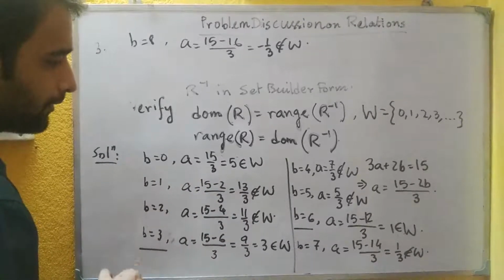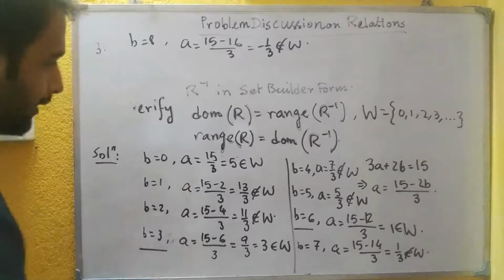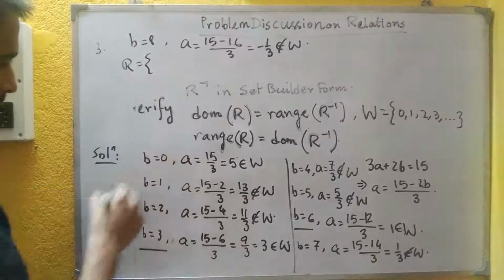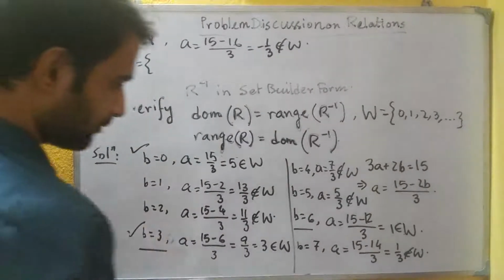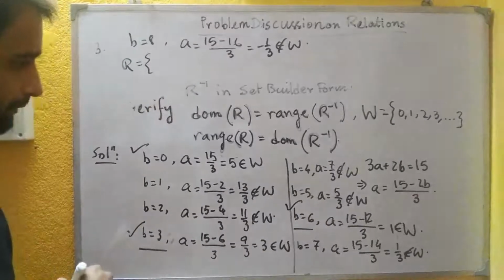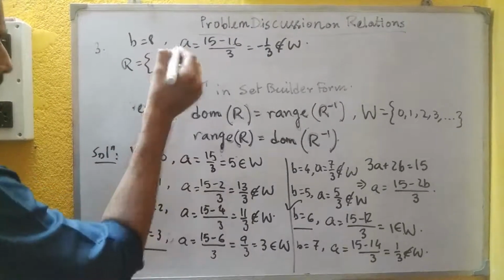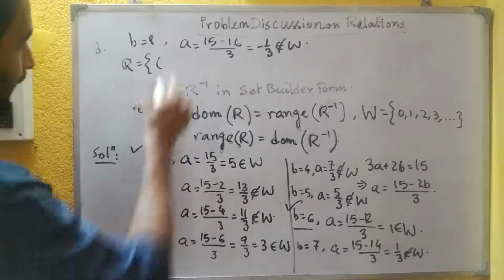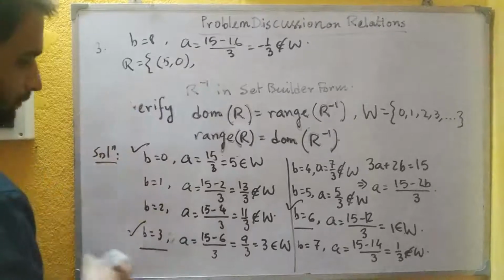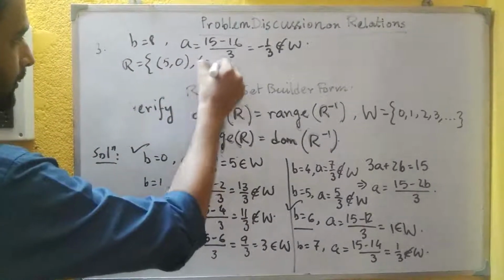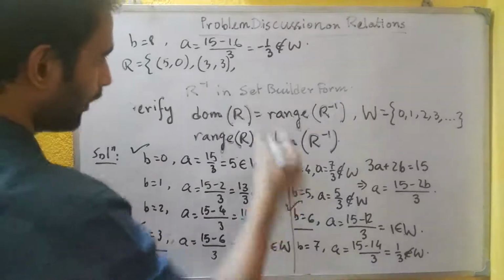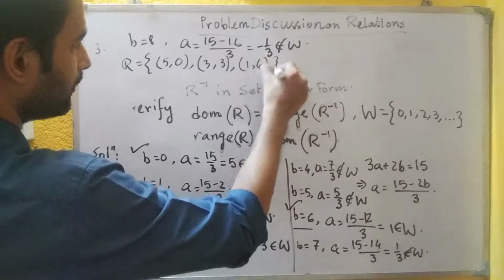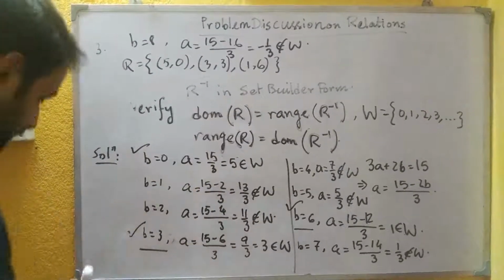That means from here we can write the set R of ordered pairs, with B equals 0, B equals 3, B equals 6. So let us see what the ordered pairs are. Since it is in the form A comma B, we have to write it like 5 comma 0, then 3 comma 3, then 1 comma 6, and in the same manner, so these elements.